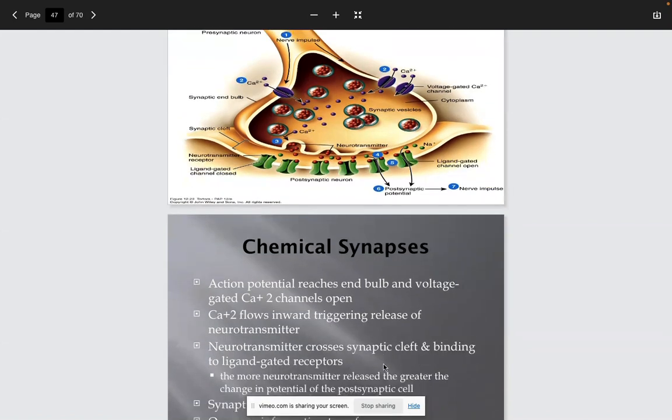So this is called a chemical synapse, and I think that it's important to know that neurotransmitters transmit information in the form of chemical messengers from the presynaptic neuron to the postsynaptic neuron, right? This generates a nerve impulse, as you'll see here in number 7.